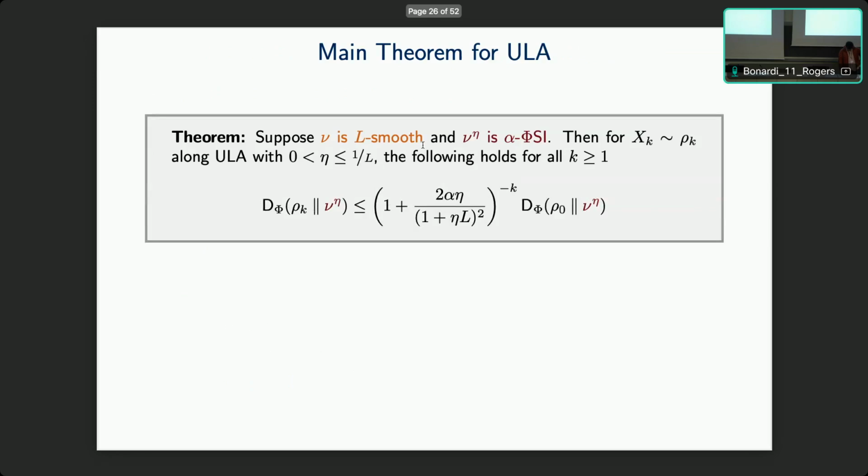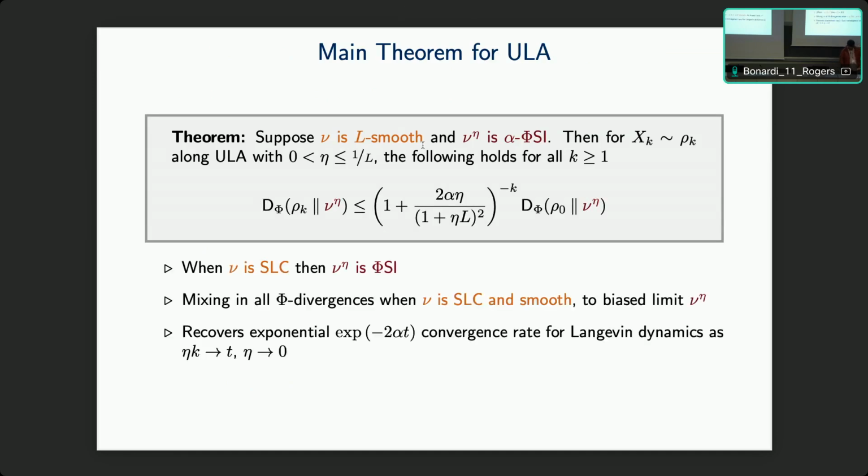Now our main theorem for ULA is the following. Suppose that the target is smooth and that the bias limit satisfies the phi Sobolev inequality. Then we have the exponential convergence of phi divergence to the bias limit along ULA. The bias limit satisfies the phi Sobolev inequality when, for example, the target distribution is strongly log concave. In particular, this theorem guarantees mixing in all phi divergences when nu is strongly log concave and smooth, but it is to the bias limit. If you want to really get mixing to the target distribution nu, one thing you can consider is the proximal sampler, and that is what I'll talk about now.